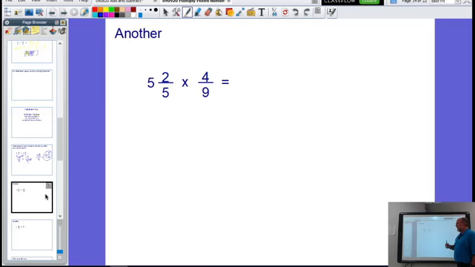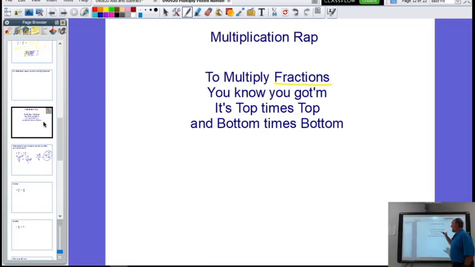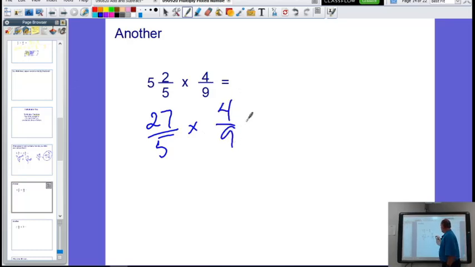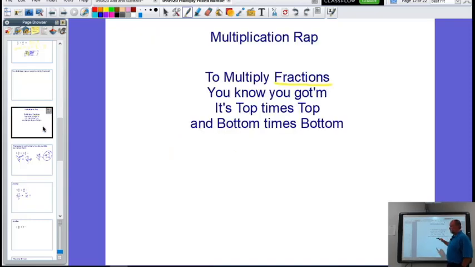So the first question we're going to ask ourselves is, do I have fractions? Because the only thing I can multiply is fractions. So I ask myself, do I have fractions? Well, this first one, not a fraction. Has a fraction part, but it's a mixed number. So 5 times 5 is 25, plus 2 is 27 over 5. Now it's a fraction. Times, now is my 4/9 a fraction? Yes, it is, so I don't mess with it. 4 over 9.